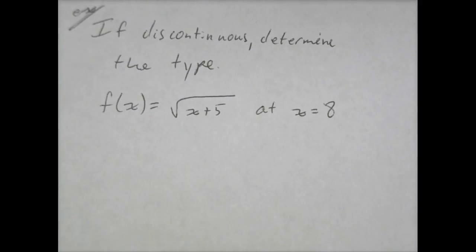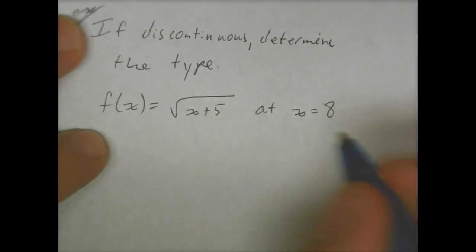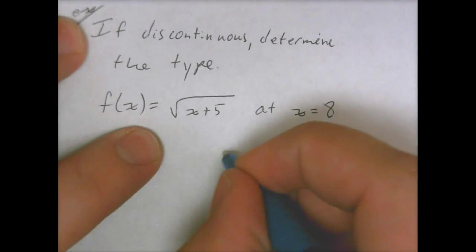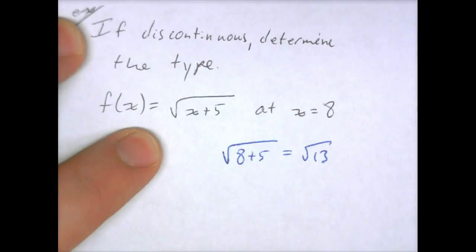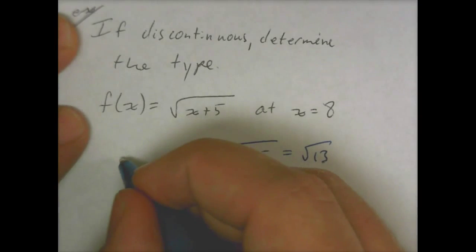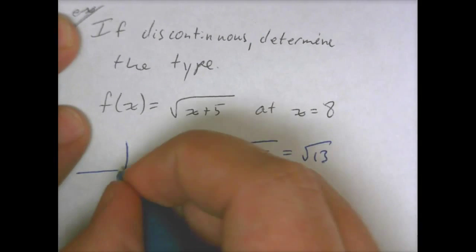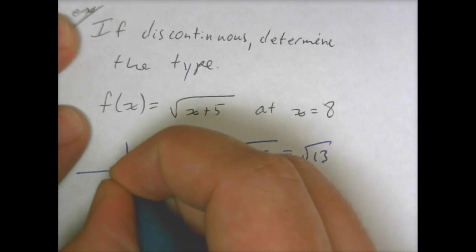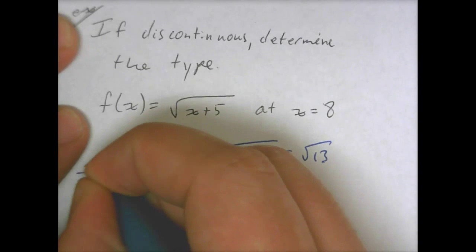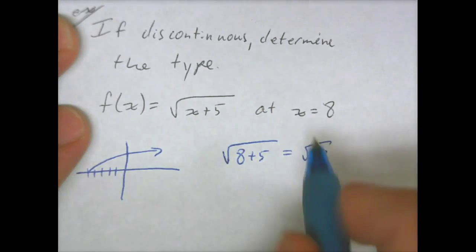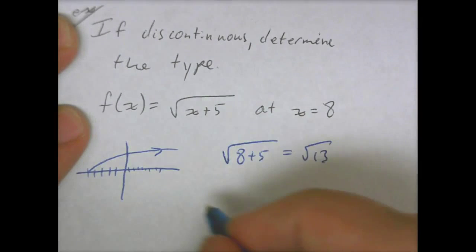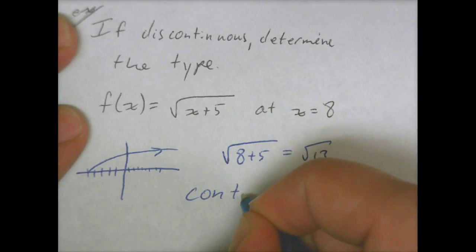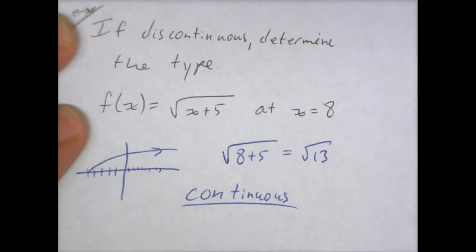Alright, so looking at our first example, it says if discontinuous, determine the type. One way that we can check this is to plug in the value for x. If we have the square root of 8 plus 5, that is just the square root of 13, so that actually is a value right there. If you were to look at the graph, this is the square root graph but moved left 5 because you have plus 5 on the inside, so 1, 2, 3, 4, 5, and it would do something like that. So when x is equal to 8, 1, 2, 3, 4, 5, 6, 7, 8, it is going to continue through that point. So this is actually just a continuous function at that point.